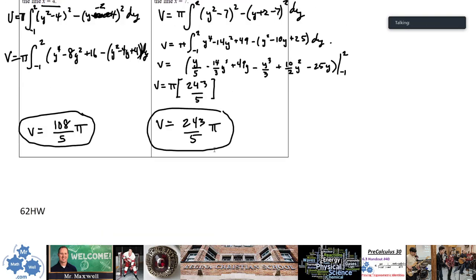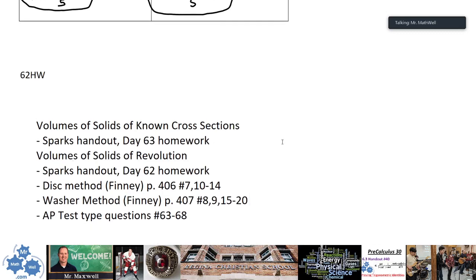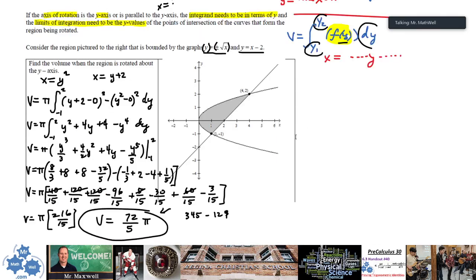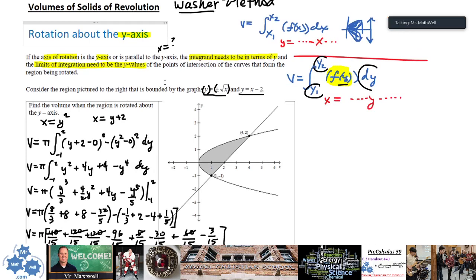All right, I'm going to flash some homework up here, but that's the rest of the lesson for today. Rotation about the y-axis. Please remember that a normal up-down revolution about the x-axis would have limits in x, the function in terms of x, and we've got dx. And if we're rotating side to side around the y-axis or an x equals whatever line, everything is inverted. Everything is switched.